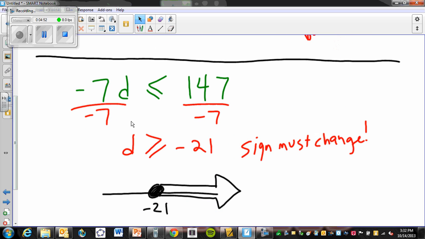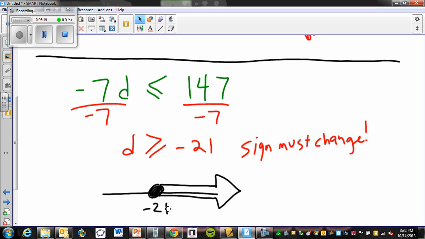With negative numbers, negative 7d is less than or equal to 147. Divide by negative 7. d is now by itself. We have to flip the sign because we divide by a negative. So now it's d is greater than or equal to negative 21.